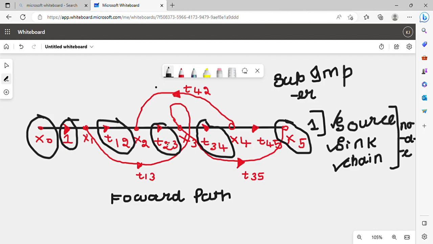And my very first path is x0, x1, x2, x3, x4 and xy, right? This is x0, x1, x2, x3, x4 and xy. The straight line path, right? x0, x1, x2, x3, x4 and x5 is the path. And my next one is what? My second path is what?